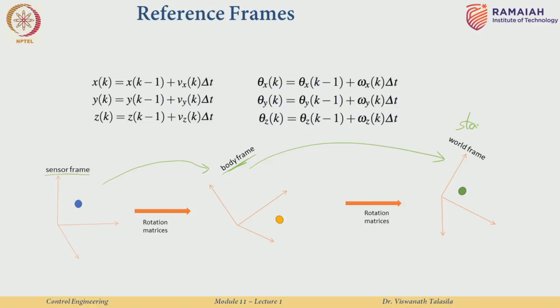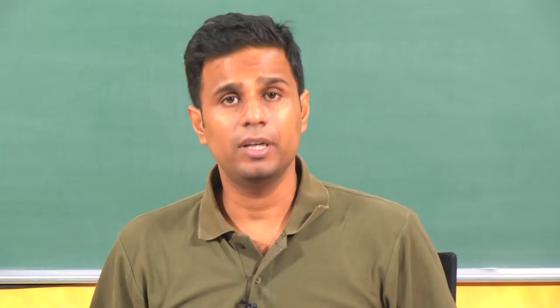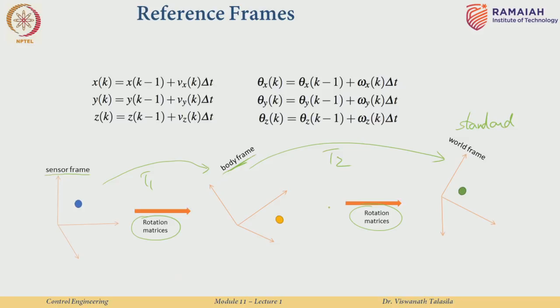For each of these transformations, you have something called a rotation matrix. So apply the rotation matrix and you go from one reference frame to another reference frame. We will now see one simple example of how to actually do the rotation matrix, then we will go to the complex 3D case. So let's see how we can do this reference frame transformation.